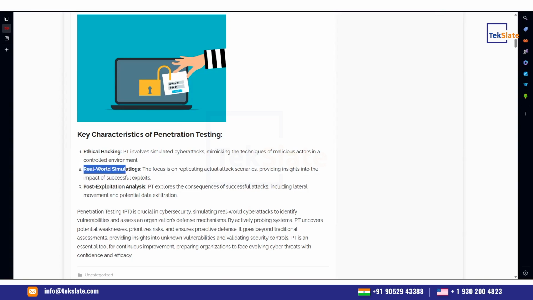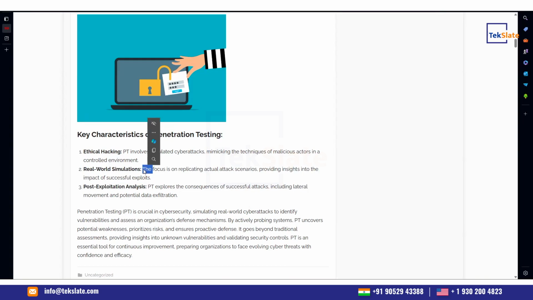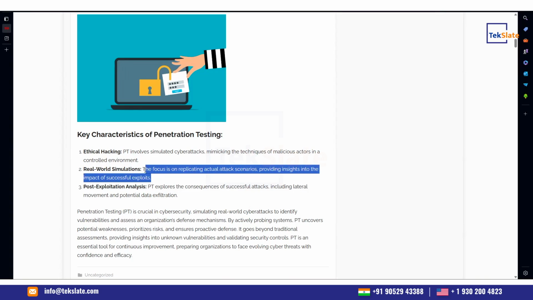So these are real world simulations. These are what testers do on a real world basis. These are not pre-set simulations. The security defenses in place are tested by the red teamers and penetration testers, who exploit them, so they can identify the potential vulnerabilities.